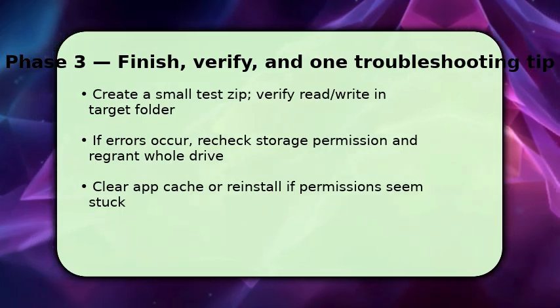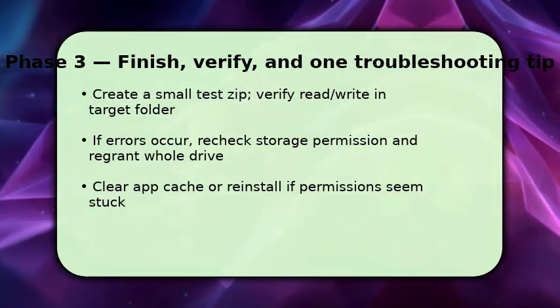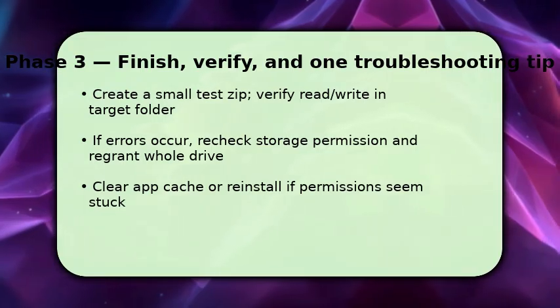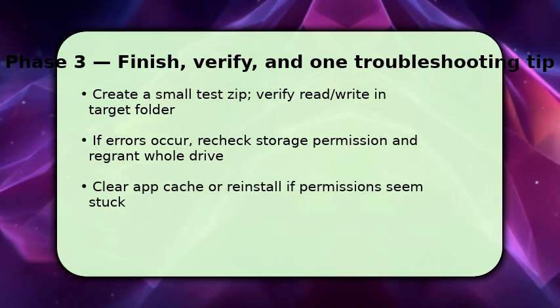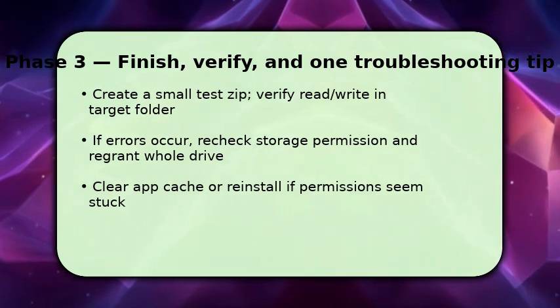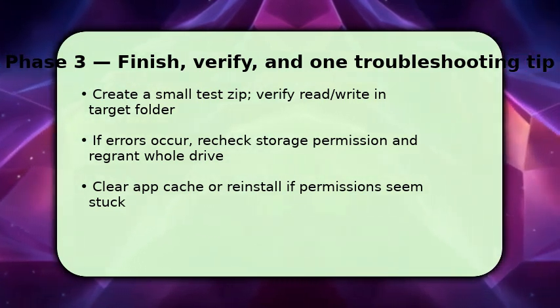If issues persist, clear Zarchiver's cache or uninstall and reinstall to reset permission prompts. One key troubleshooting tip: reboot after granting permissions. It forces Android to refresh access and often fixes stubborn permission states.